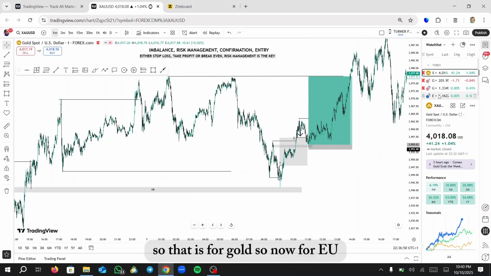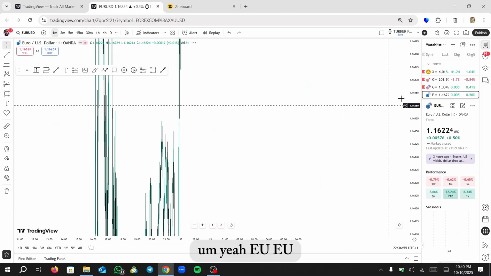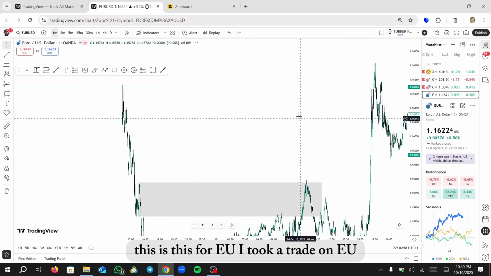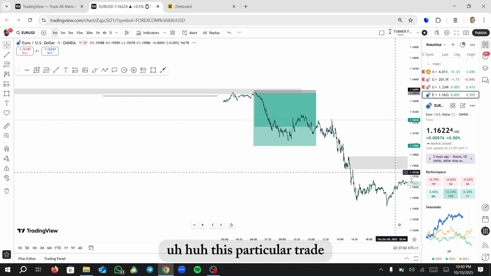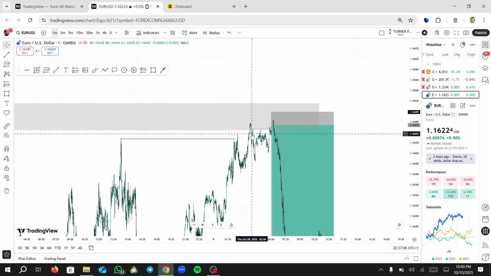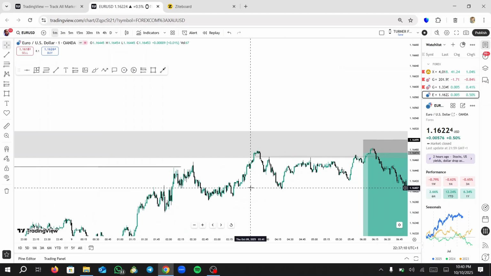So now for EU. This is for EU. I took a trade on EU. This particular trade, this was the trade. As you can see, everything is still marked out on EU.